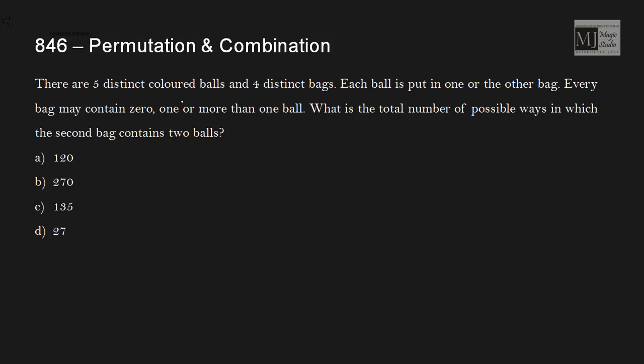There are 5 distinct colored balls and 4 distinct bags. Each ball is put in one or other bag. Every bag may contain 0, 1 or more than one ball. What is the total number of possible ways in which the second bag contains 2 balls?